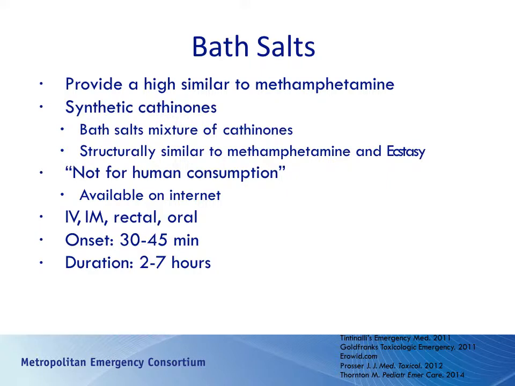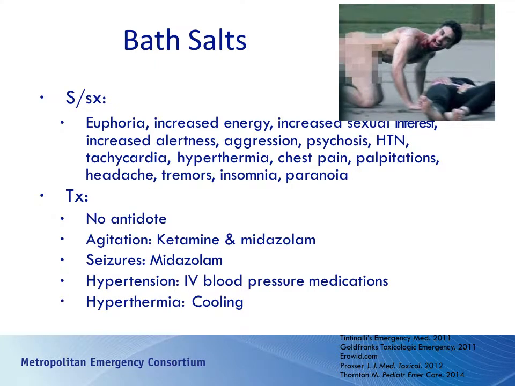We've had some patients at the hospital who had kidney disease, and their clearance of these medications is delayed, so they have ongoing symptoms, particularly agitation, for days because they simply can't clear the drug out of their system. These patients tend to be euphoric. They may have increased energy. They may be hyper alert. They may be aggressive. They may be outright psychotic. They typically are hypertensive and tachycardic, and they may be hyperthermic. They may also have symptoms of concern to them, such as chest pain, tremors, and headache, and they may have insomnia or outright paranoia.